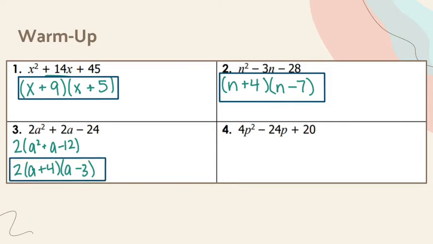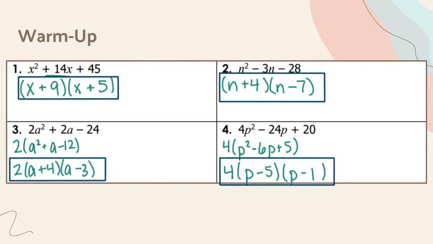All right, finally, number 4, we're going to take out a greatest common factor of 4, and that'll leave us with p squared minus 6p plus 5. And now we have a trinomial where a equals 1. So we do this just like the others. These multiply to get a positive, so our signs have to be the same, either two positives or two negatives. And since they add to get a negative, it's got to be two negatives. So things you can multiply to get 5 and add to get 6 are 5 and 1. And that's our final answer.